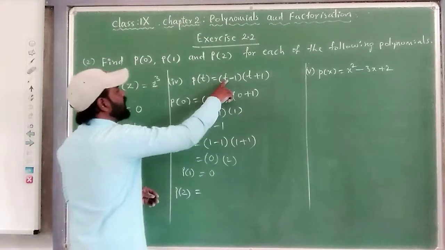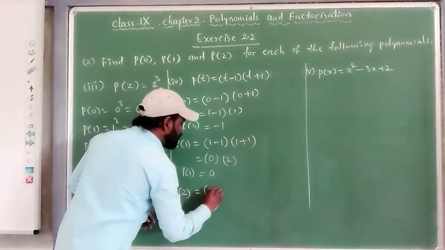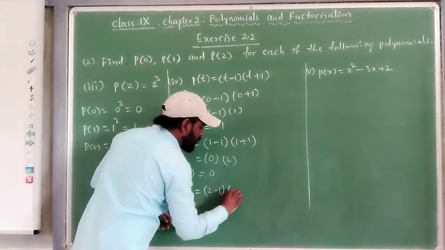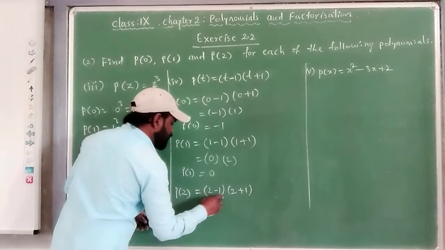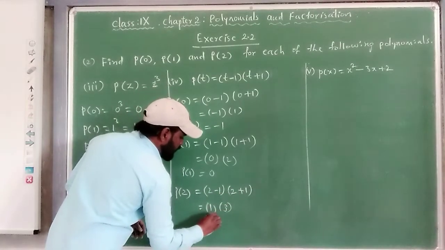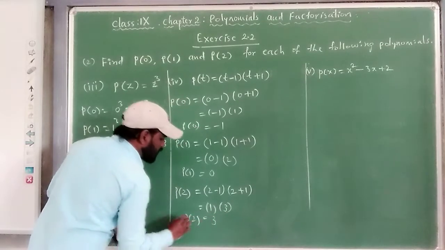In place of t, you have to substitute 2. So 2 minus 1 and t plus 1 means 2 plus 1. So 2 minus 1 is 1. 2 plus 1 is 3. 1 into 3 is 3. So that is what the value of P of 2 is.